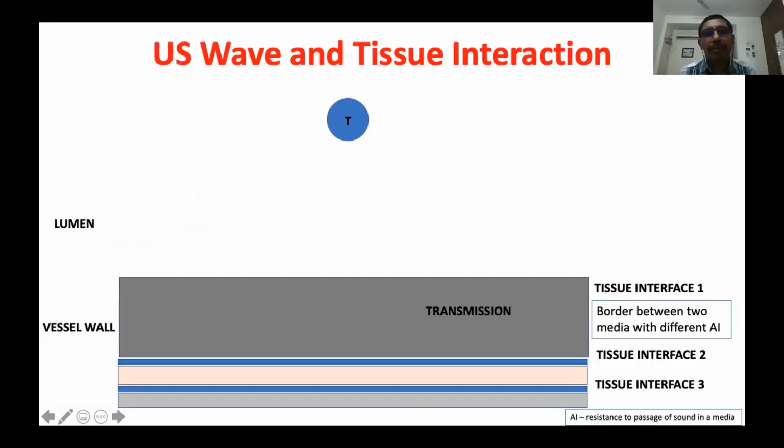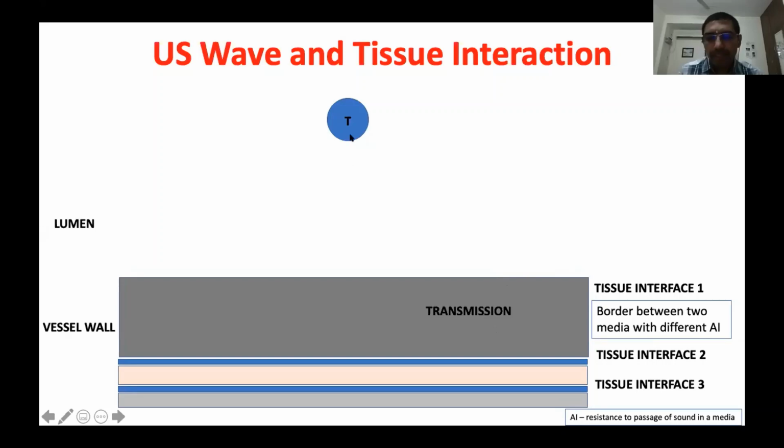And some more information about the interaction of ultrasound waves with the tissues. Before going into this, we have to understand two terminologies. One is the tissue interface. A tissue interface is the border between two media where there is a change in acoustic impedance. The second thing is, what is acoustic impedance? That is the resistance to the passage of sound in the medium. So that is your acoustic impedance. The interface is the border between two media where there is a change in the acoustic impedance.